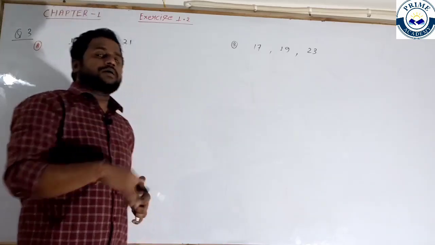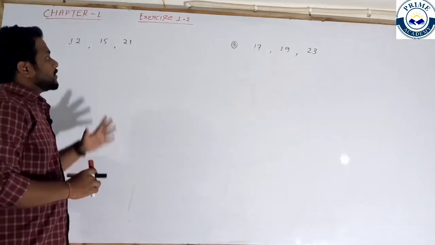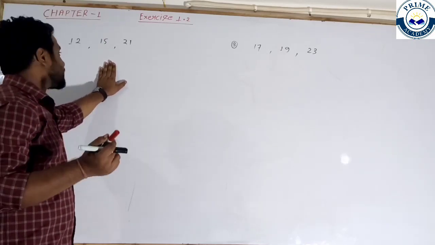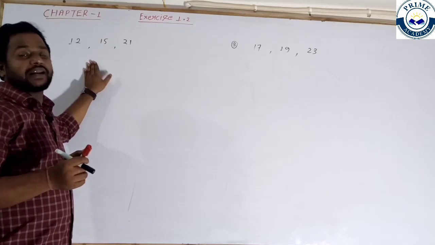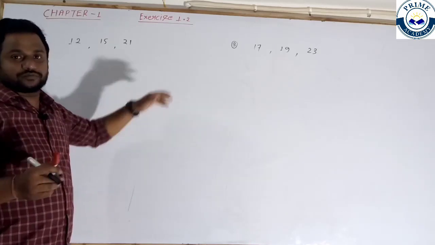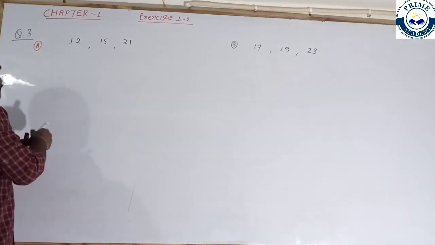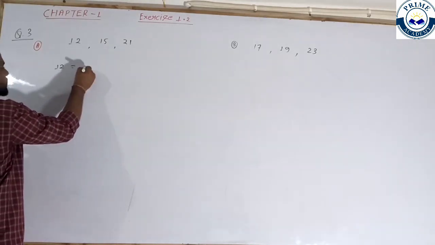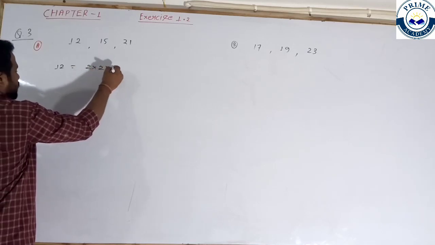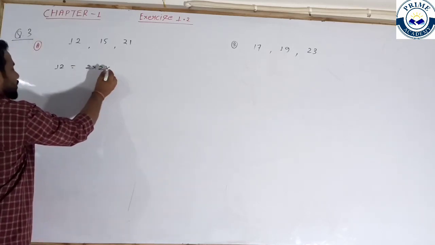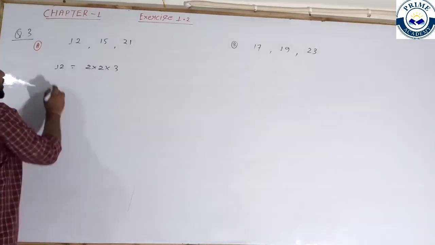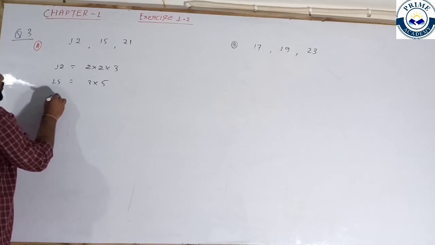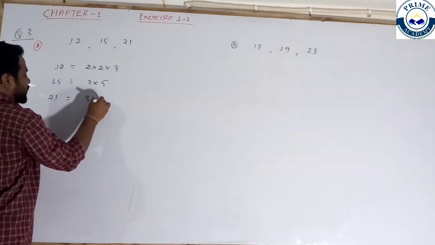Question number 2 के बाद अब हम start with question number 3. Right? So in question number 3, what has he asked? He has asked that you have to calculate LCM and HCF of these numbers. Right? So here is 12. We can factorize 2 into 2 into 3, right? 15 can be factorized 3 into 5, and 21 can factorize 3 into 7.